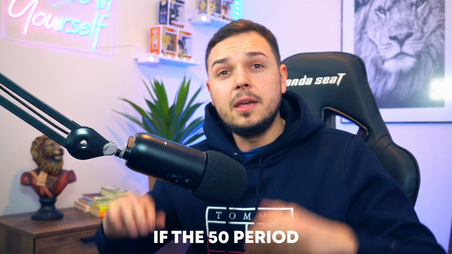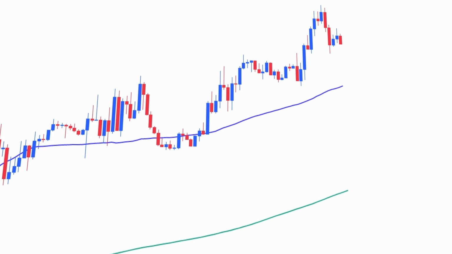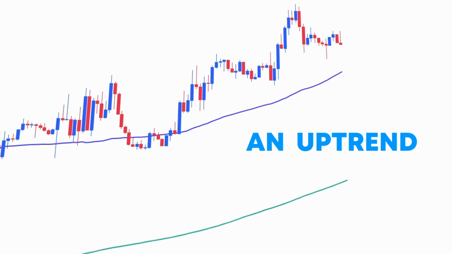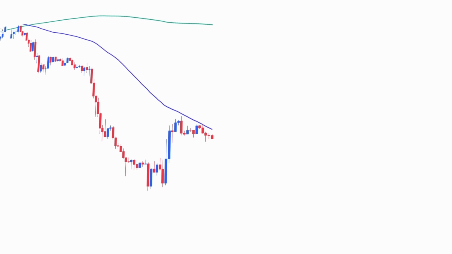So while we have everything set up, let's take a look at our charts, and the first thing we want to do is identify the trend. If the 50 period moving average is above the 200, this is considered to be an uptrend, and vice versa. If the 50 moving average is below the 200, this is considered to be a downtrend.